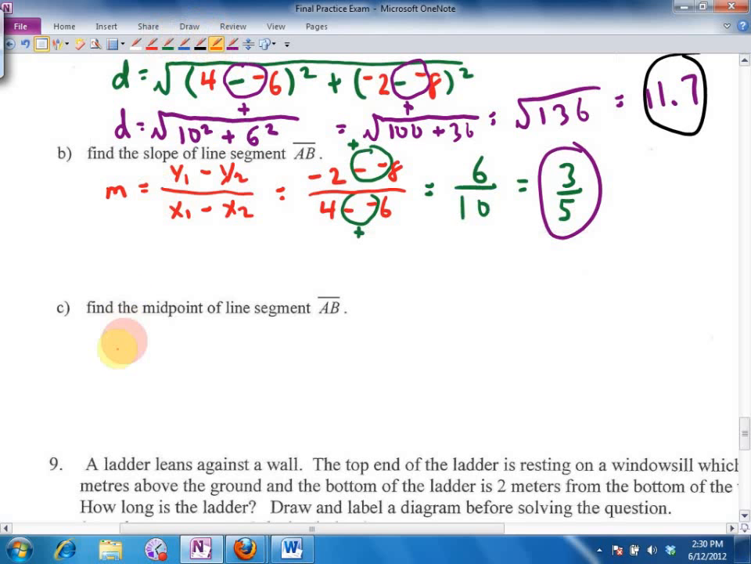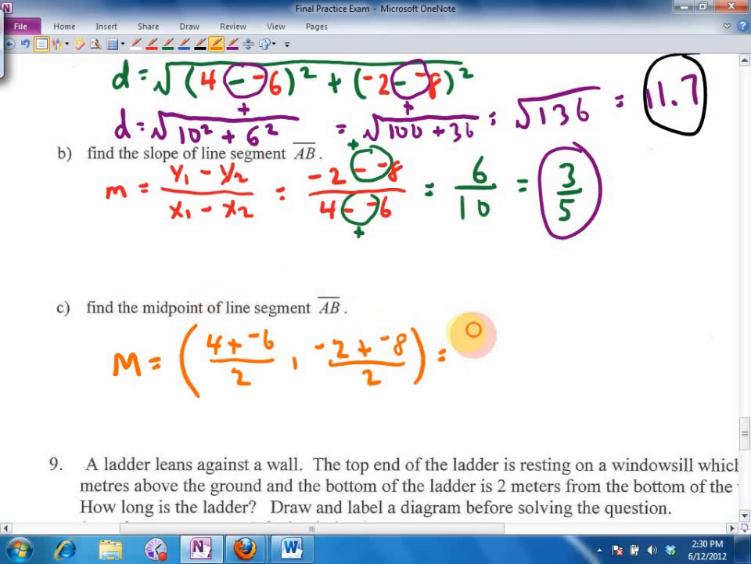Midpoint. We just did a midpoint a minute ago, so I'm not going to write the whole equation down again. x1 plus x2. So this time x1 is 4 plus negative 6, and the other one is negative 2 plus negative 8. Okay, so we'll add the tops and you get negative 2 over 2, negative 10 over 2, which gives us negative 1, negative 5 as our midpoint. There we go.